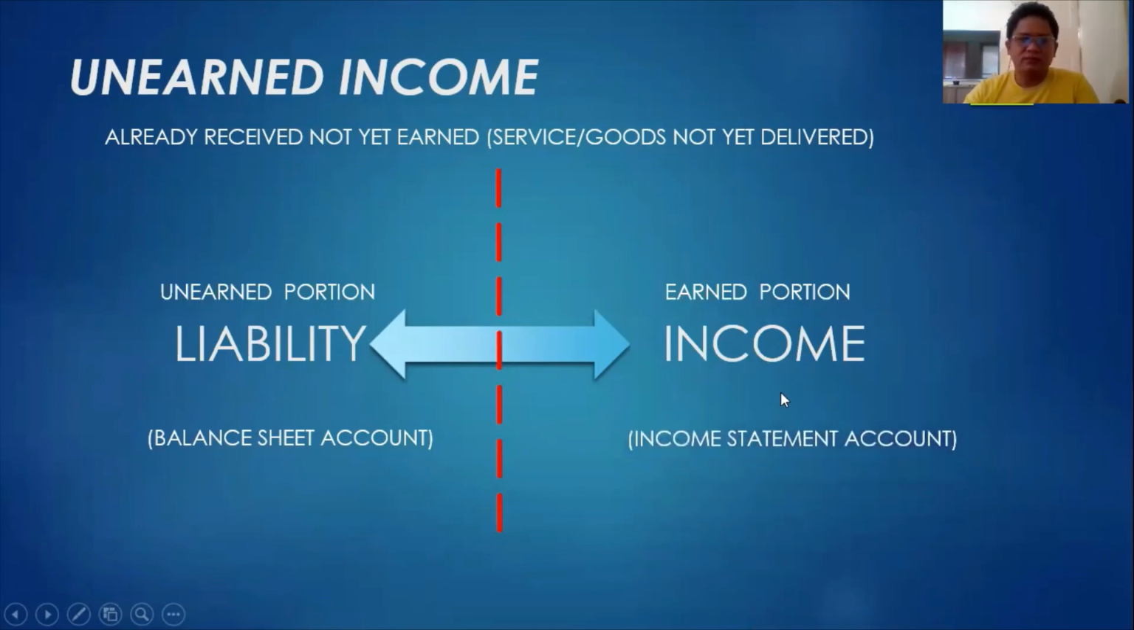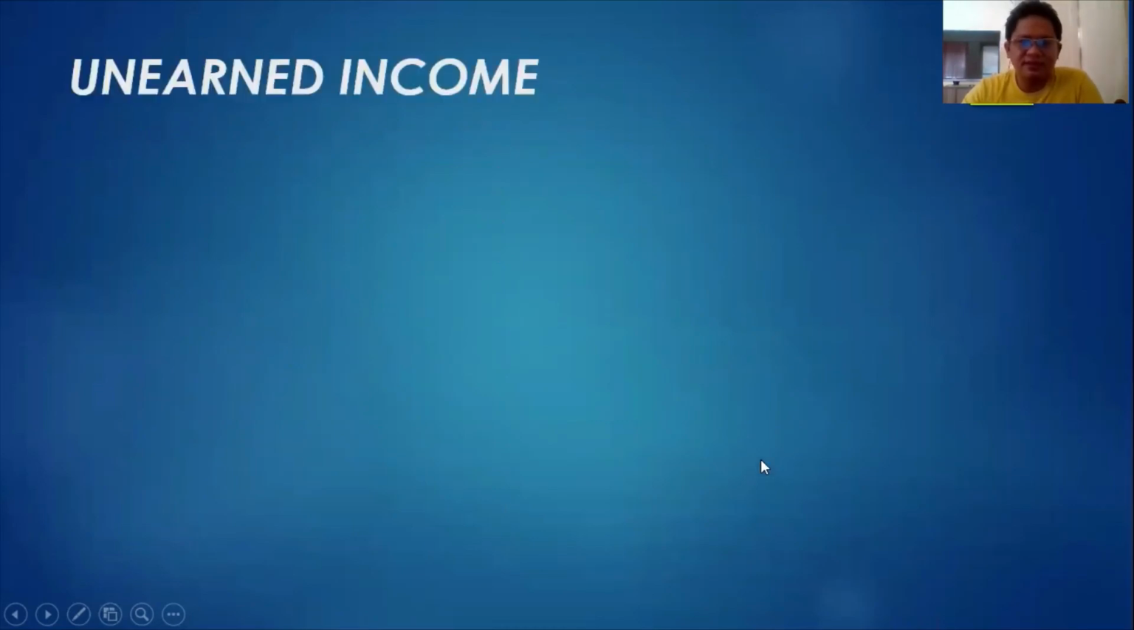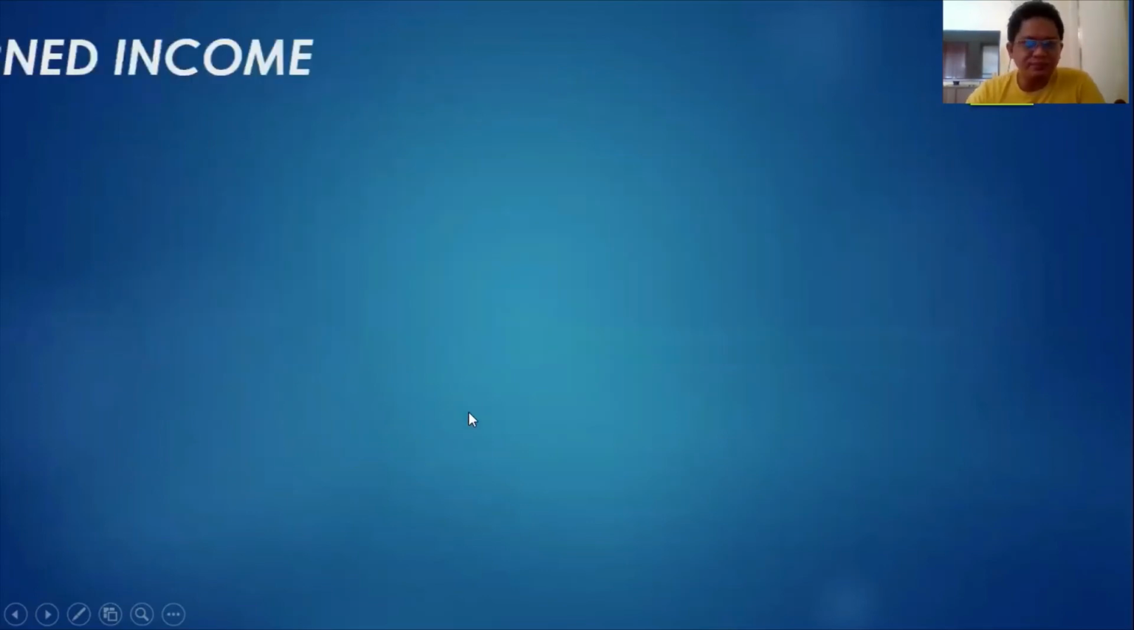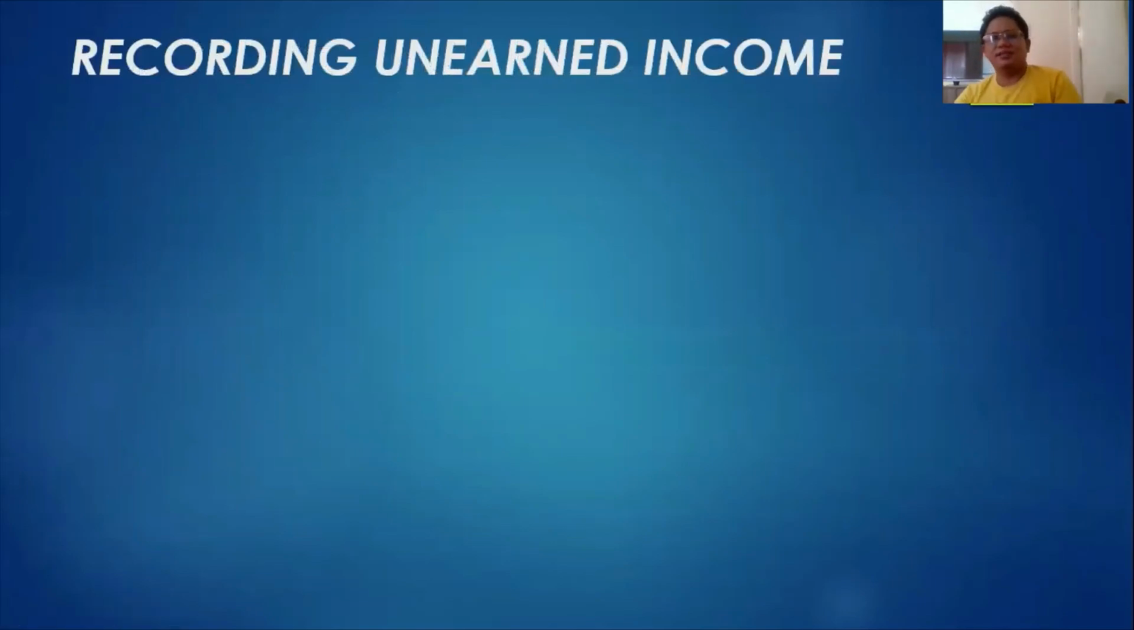Okay, as a reminder again, we are preparing here adjusting entries, where every adjusting entry includes one balance sheet account and one income statement account. So, unearned income. The customer paid us 22,800. That is good for 4 months. 5,700 here applies for each month. But remember, November 30 is our year end. So how do we record this?